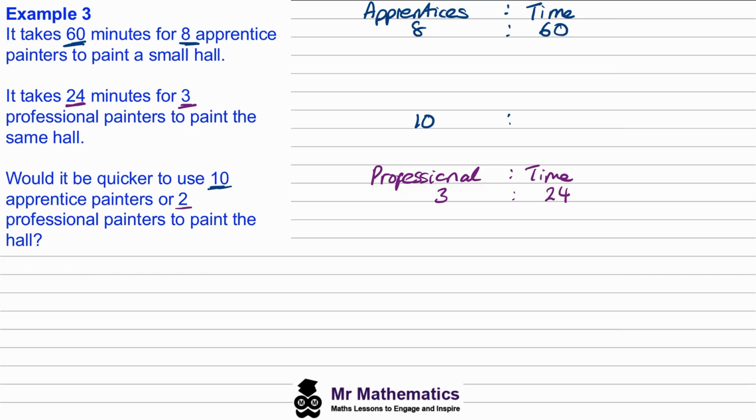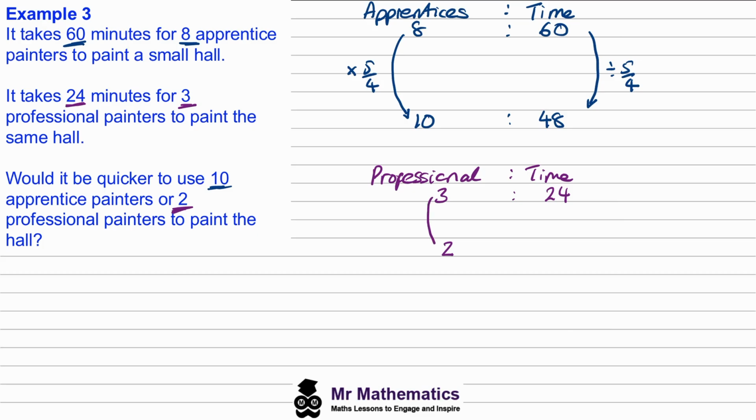And we need to work out for 2 professionals. So for the apprentices, if we multiply by 10/8 or 5/4, then for the time, we'll do the inverse and we'll divide by 5/4. And this will give us 48 minutes.